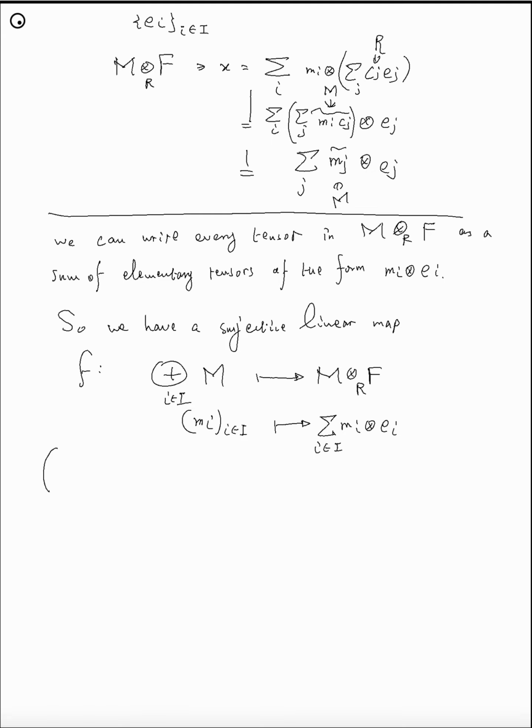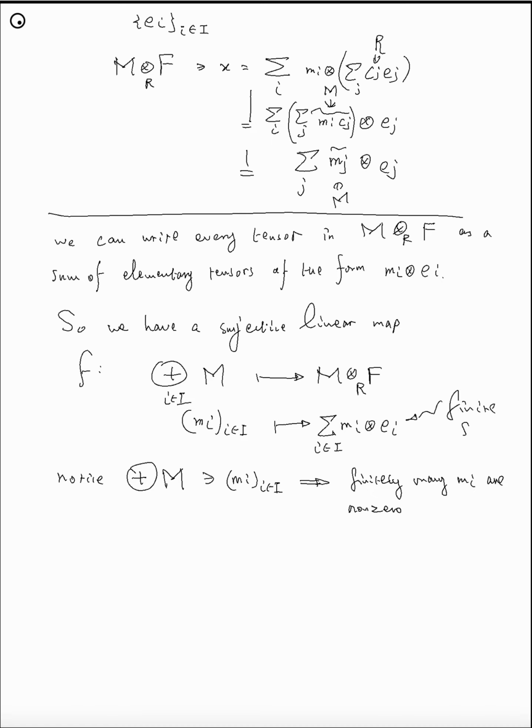So notice that we are taking from here, so finitely many m_i are non-zero, which means most are zero, and so this is a finite sum, well defined.